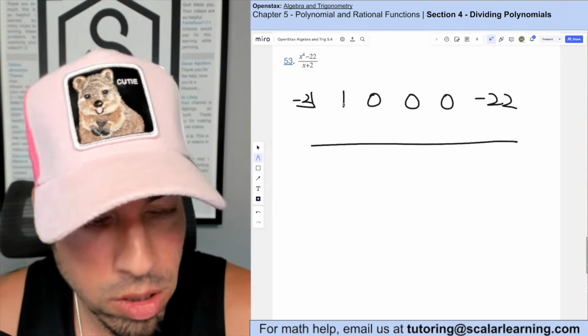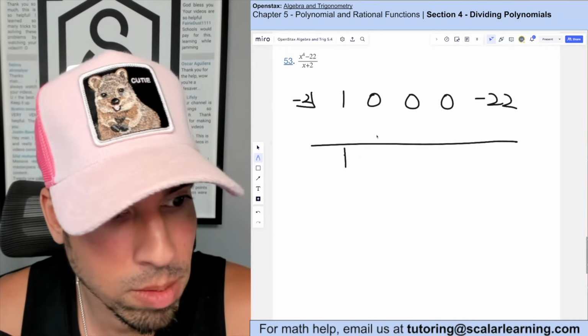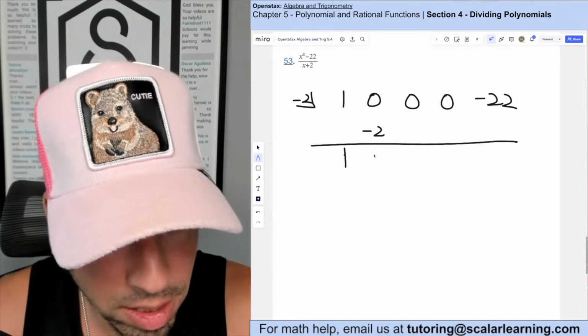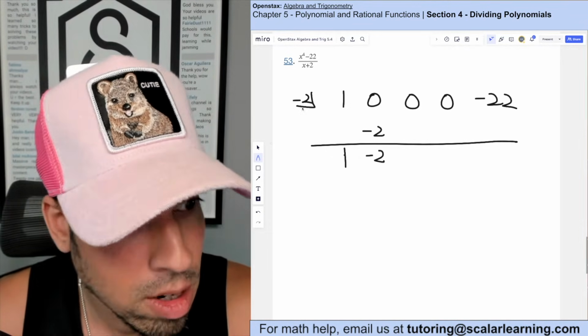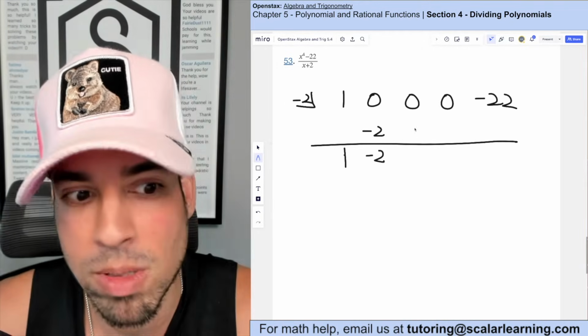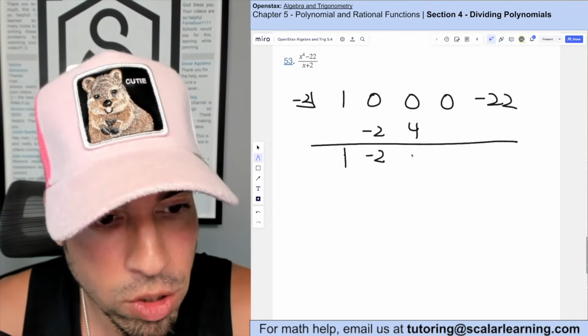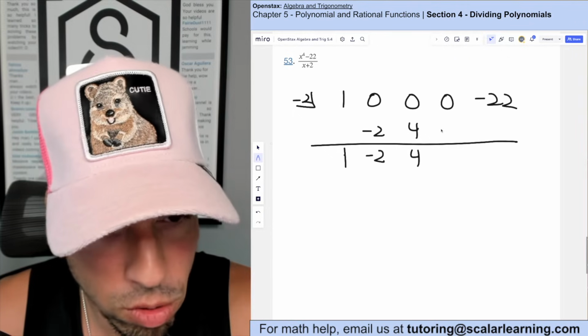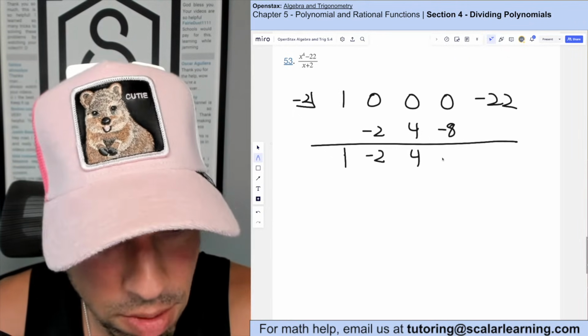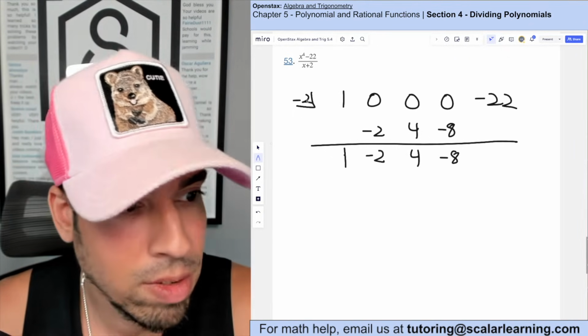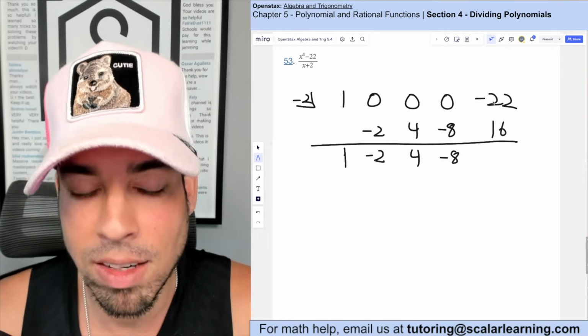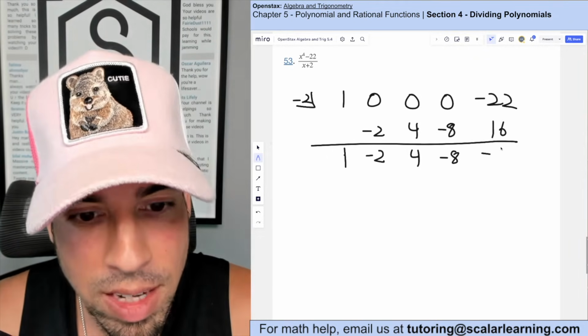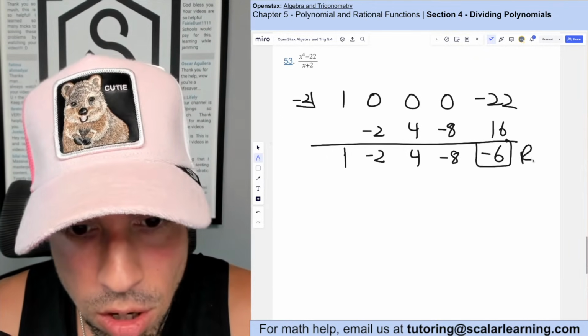Now, let's do our synthetic division. We drop the 1. 1 times -2 is -2. Add these together, we get -2. Again, multiply times the box. -2 times -2 is 4. 0 plus 4 is 4. 4 times -2 is -8. 0 plus -8, -8. And then -8 times -2 is 16. -22 plus 16 is -6. So this is our remainder.